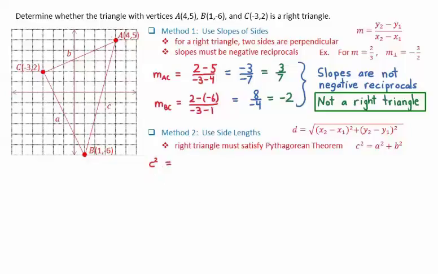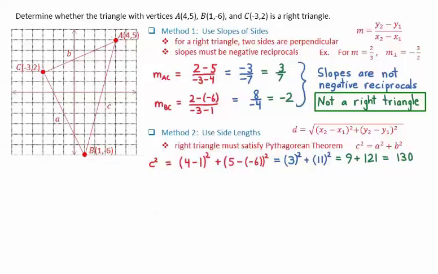First of all, for C, C² is going to be equal to the difference in the x coordinates squared plus the difference in the y coordinates squared. This gives 3² plus 11², or 9 plus 121, which is equal to 130 for C².